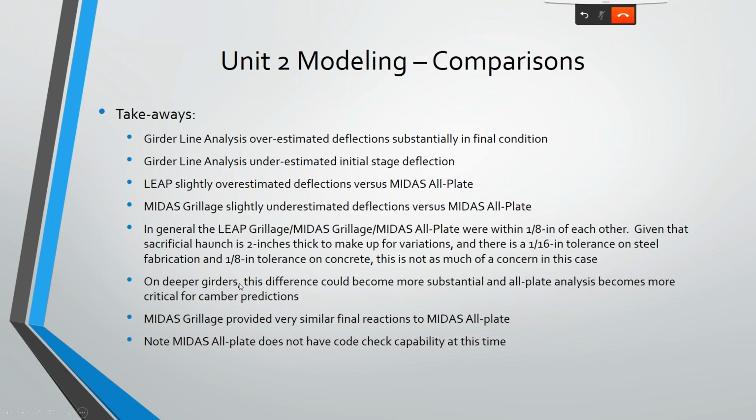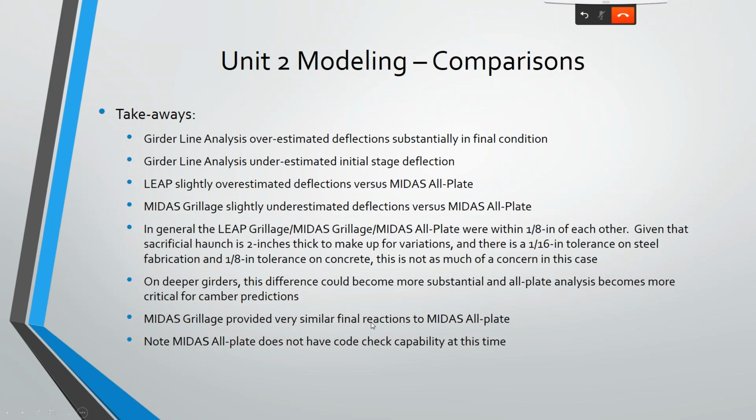On deeper girders, this may be more substantial. So this is a fairly shallow girder at 33-inch web plate. For bigger girders that may be 60-inch or big deep girders, this could become much larger, and you're going to need to look at that a little bit harder.